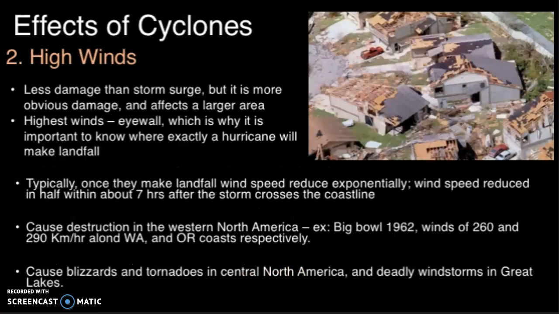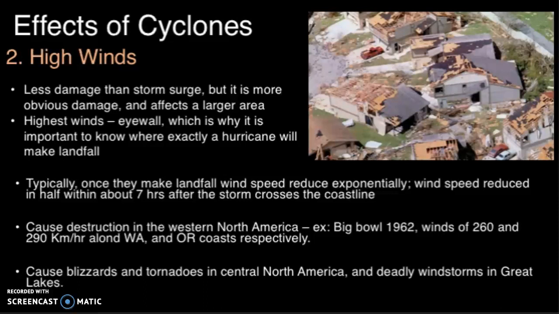A second effect from these cyclones that I wanted to talk about was the high winds that come along with them. Although they create less damage overall than storm surges, it is a little bit more obvious, more apparent damage. And it also tends to affect larger areas, right? Because storm surges only happen where there's coastline and access to the sea, whereas wind damage goes wherever the hurricane actually goes. So if the hurricane travels inland, however many miles, you're also going to get wind effects from it.